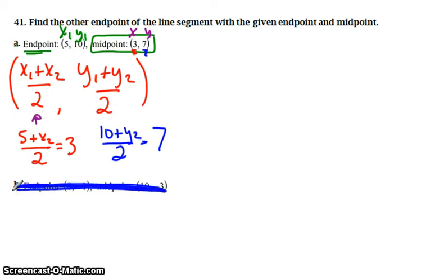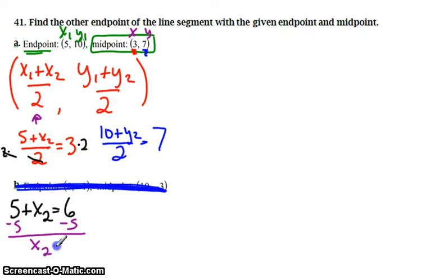Let's solve for x2 first. Remember, if you have a constant in the denominator, to get rid of it you've got to multiply by it on both sides. So I'm going to multiply both sides by 2, which makes this go away. I'm going to have 5 plus x2 equals, and when I multiply by 2 over here, it gives me 6. Now x2 is almost by itself. I just have to subtract 5 to get it by itself, so x2 is equal to 1. That means the x value of my other endpoint is going to be 1.